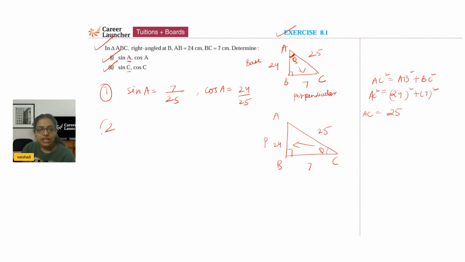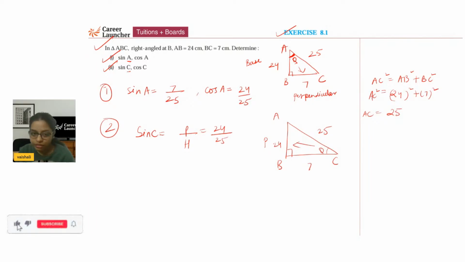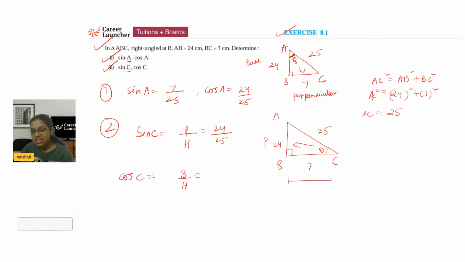So it means in the second part of this question, sine C, which is perpendicular upon hypotenuse, so perpendicular is 24 and hypotenuse is 25, so it means sine C is 24 by 25. And cos of C is base upon hypotenuse, so this is what? So BC is the base, क्योंकि जो angle है मेरा वो इस side पे lie कर रहा है, so this will be 7 upon 25. So both of these parts are done, and I hope so the concept is clear to all of you.